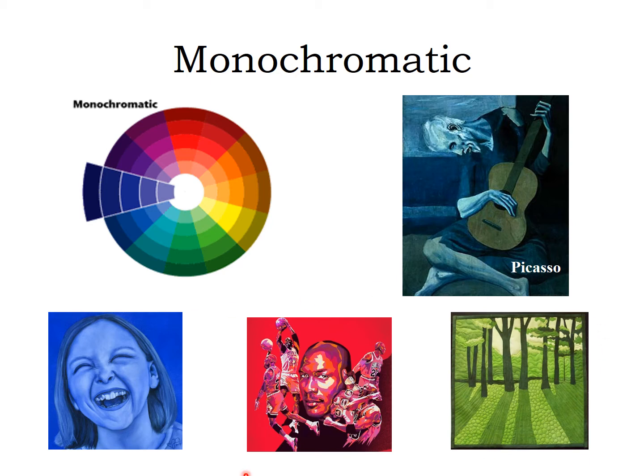Here are some more modern examples at the bottom. We have this portrait of a little girl that has different tints and shades of blue. These portraits of Michael Jordan, and then this one I love. This one was actually created with quilts. This was done using fabric, so all different tints and shades of green in fabric.